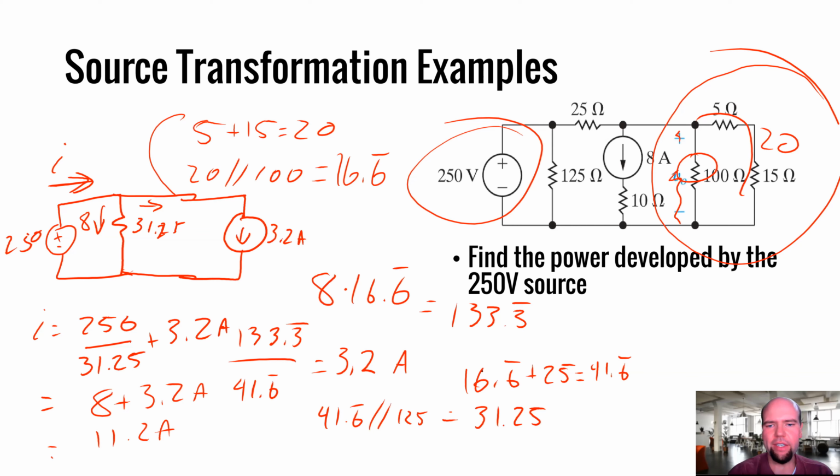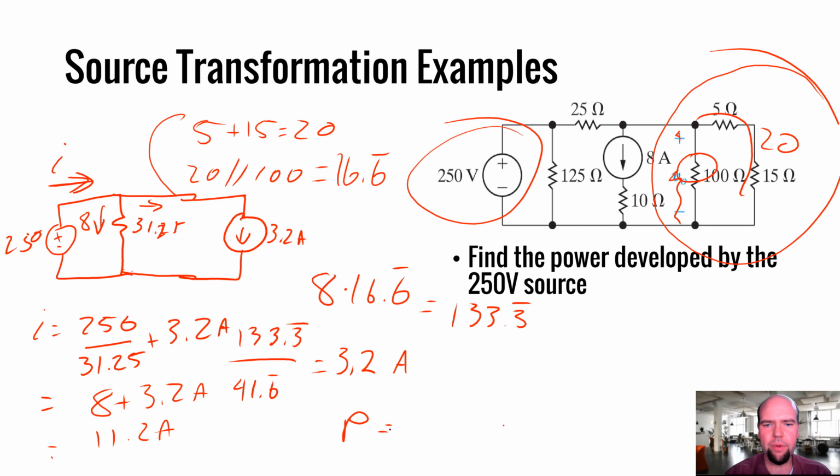So, making myself some space on this page, I didn't leave myself enough space. Power here, because our labeled current is flowing out of the positive terminal, is going to be negative I times V. That's going to be negative 11.2 times 250. It's going to be negative 2,800 watts, which is 2,800 watts developed. So that's the magic of source transformations. And that's what we can do with them.